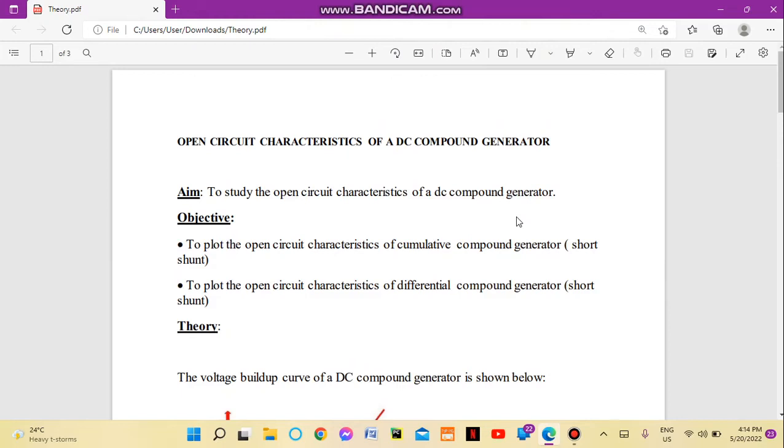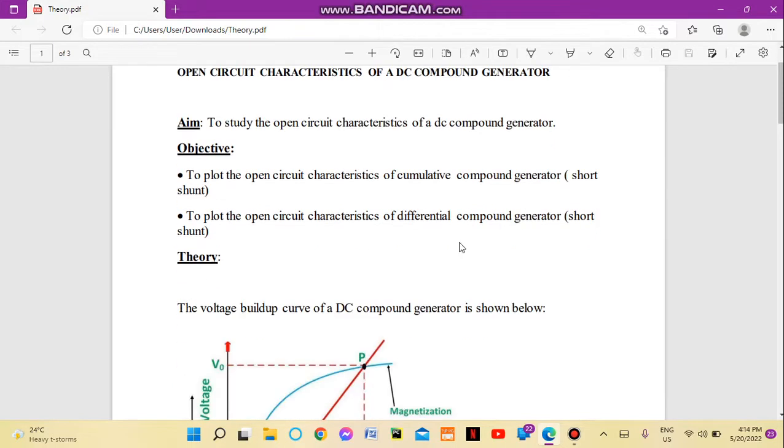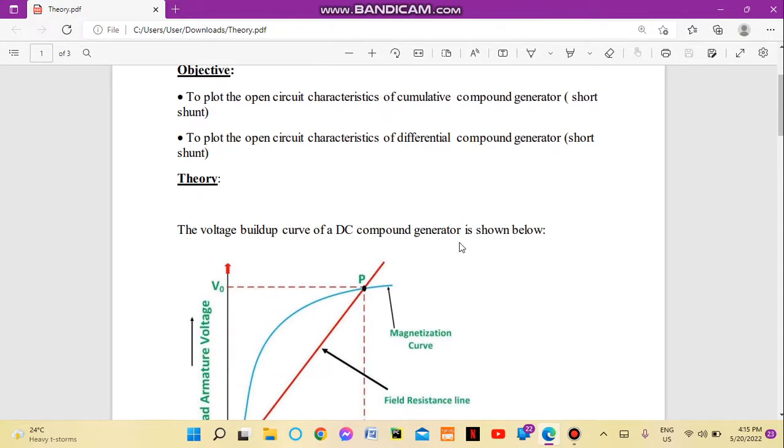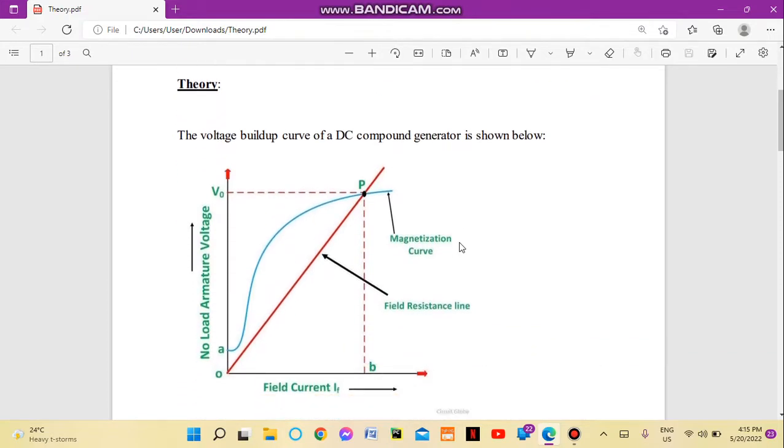For example, today we are going to do practical number 3, and the aim of our experiment is to study the open circuit characteristics of DC compound generator. Other objectives are to plot the open circuit characteristics of cumulative compound generator and to plot the open circuit characteristics of differential compound generator. Before we move on with our practical, we will cover some of the theories regarding the practical.